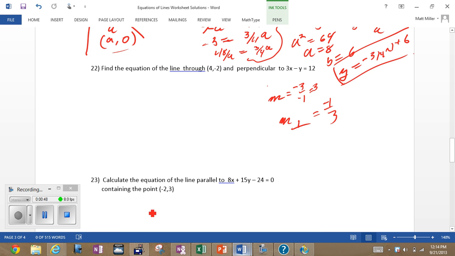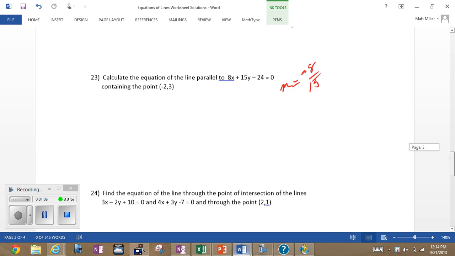Equation of the line parallel through here, again, the slope there is -8/15, and that is also the slope of the parallel. So it's the slope of the line through this point -2, 3 with that -8/15 slope.